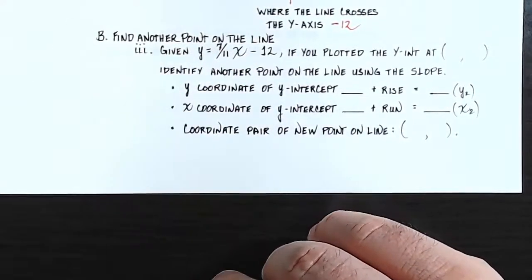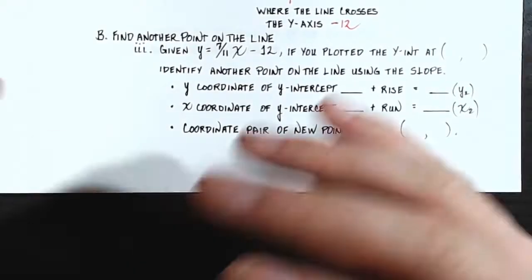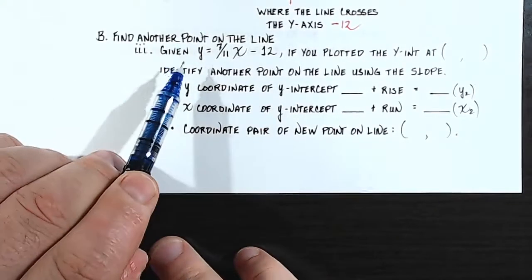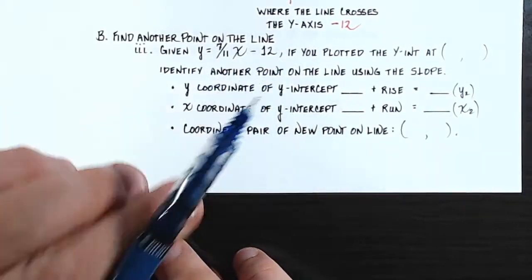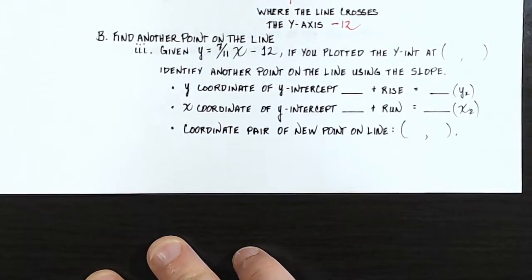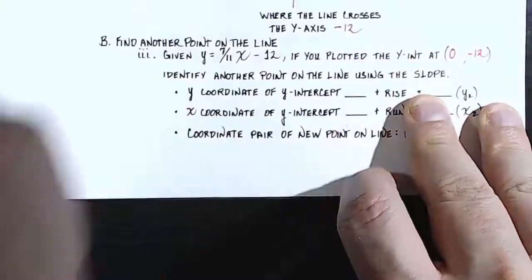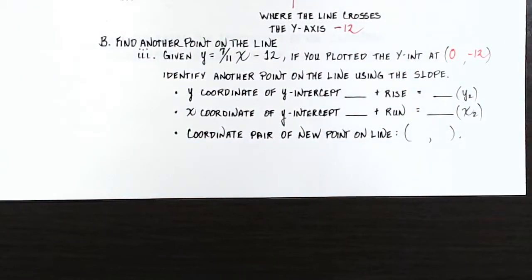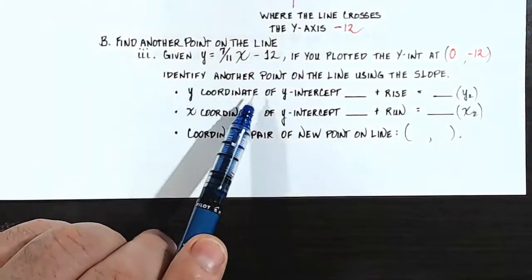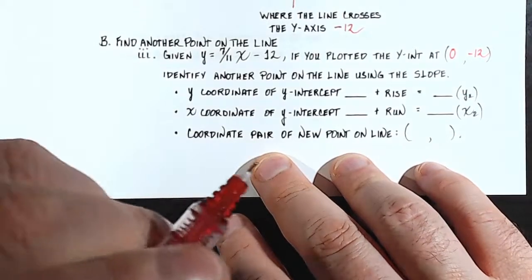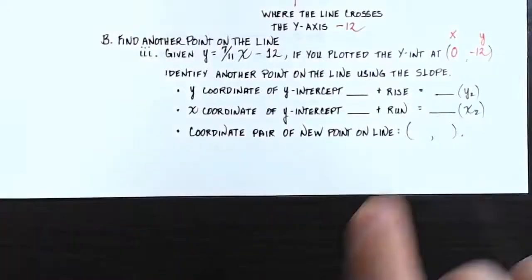Find another point on the line. So, we need 2 points in order to draw a line. We could also use the y-intercept and the slope, but this is another way. So given y equals 7/11 x minus 12, the equation we were just looking at, if you plotted the y-intercept at 0, negative 12. Identify another point on the line using the slope. So let's see what this is saying. The y-coordinate of the y-intercept, well, what is that? This is x and y. So that would be negative 12.